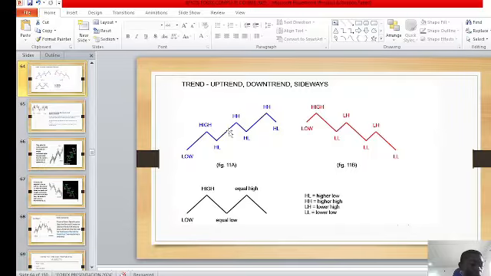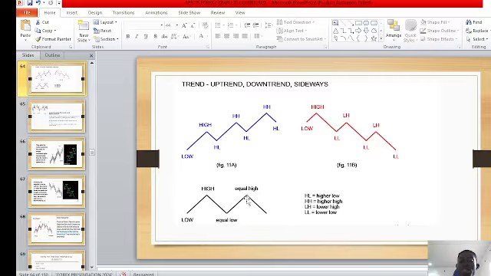Market structure. We have the bullish structure when the market is making a series of higher highs and higher lows. It is said to be an uptrend, and therefore I will be looking for opportunities to buy. When the market is in a downtrend, it's making a series of lower highs and lower lows. It is said to be bearish. I'll be looking for opportunities to short the market, to sell on the market.